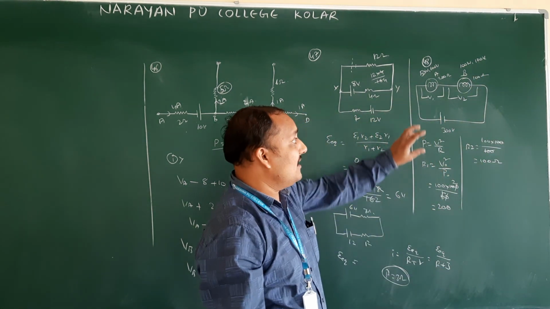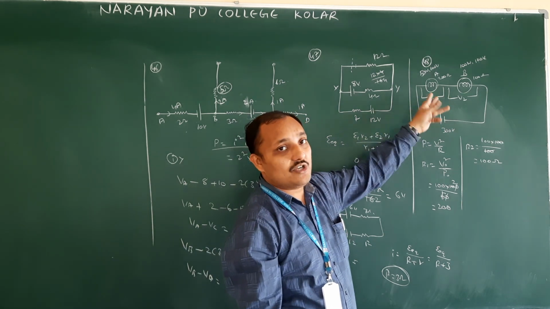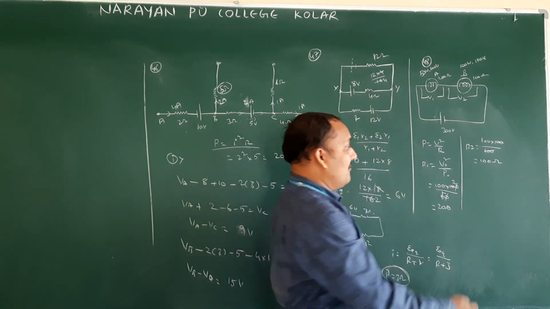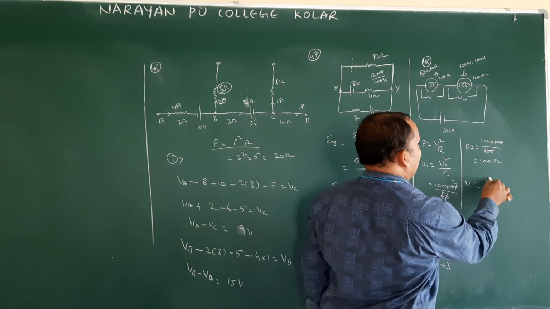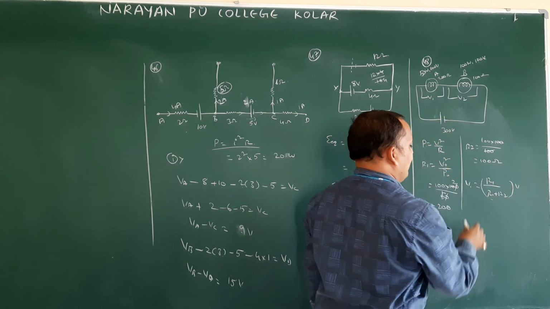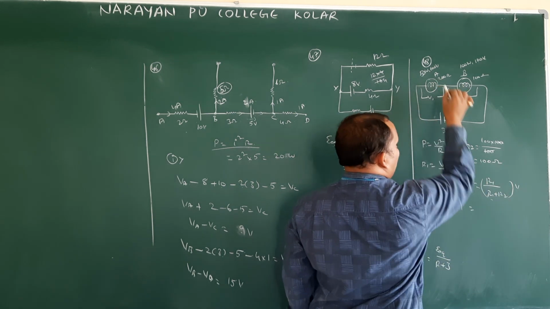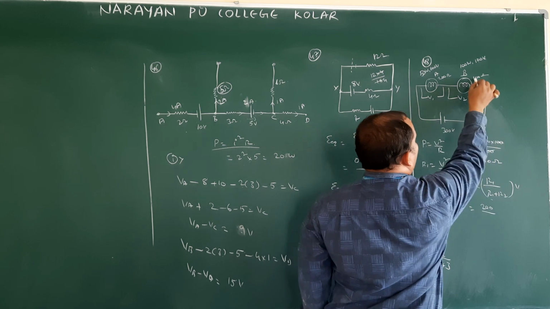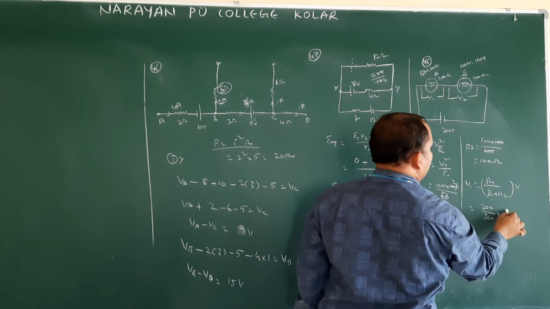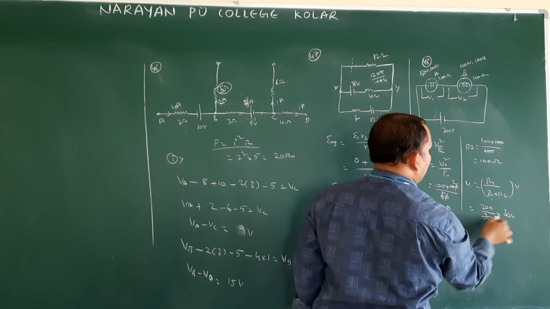Now what is the voltage across 200 ohms? What is the voltage across 100 ohms? We already gave the voltage formula when two resistors are connected: R1 by R1 plus R2 into V. What is the R1 value here? 200. So 200 by 200 plus 100, that is 300. How much voltage is applied? This is the applied voltage, 300.